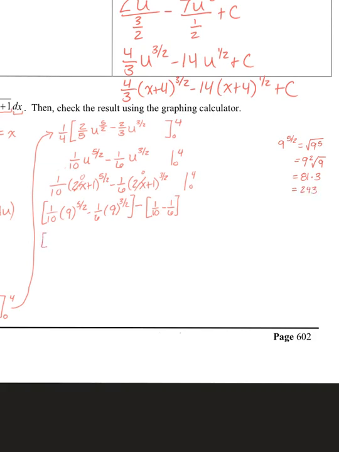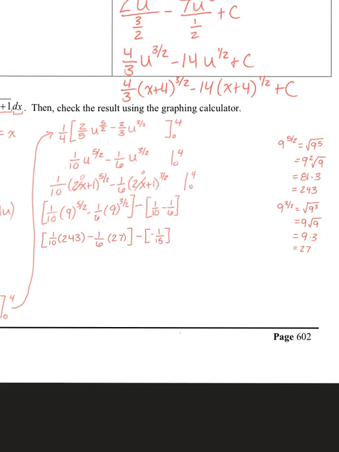So over here, I have 1/10 times 243 minus 1/6, and then I have 9 to the 3/2, which is the square root of 9 cubed. Okay, and again, you're looking for groups of 2. Well, there is one group of 2, and you have 1 left over. So you have 9 times 3, which is 27. So you have 1/6 times 27 minus, and then 1/10 minus 1/6. I'm going to let you do the math on that one. You end up getting -1/15.